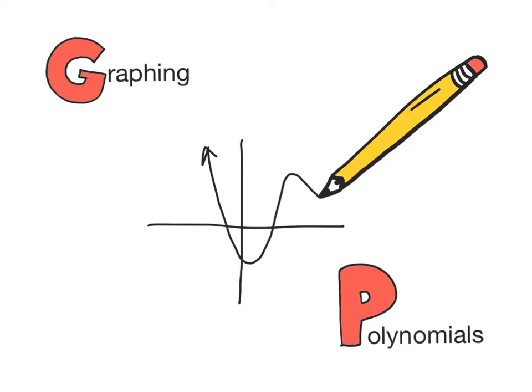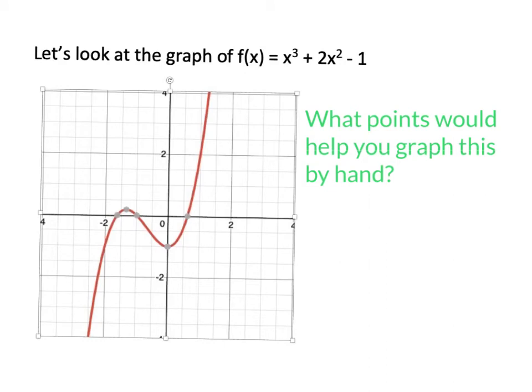In this lesson, you're going to learn how to graph polynomials. So let's examine this cubic polynomial. What points would help you graph this by hand? Hopefully you're observing that there are 1, 2, 3 zeros, as we would expect. So knowing those 3 zeros would help you graph. But additionally, these 2 gray points, this one here and this one here, will help you make an accurate sketch.